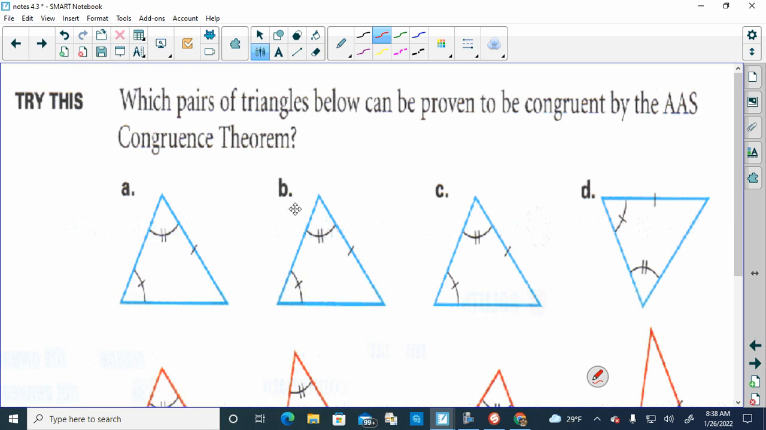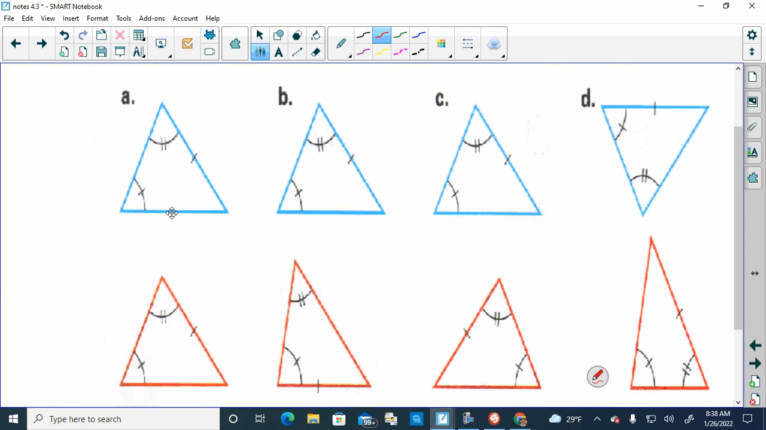Okay, so it says, which pair of triangles below can be proven to be congruent by angle, angle, side? Okay, so looking at these 2 right here. So it has to be in the right location. So on A, can we prove that by angle, angle, side? Yes. Okay, so we've got an angle, the tick marks are the same, and the side is on the outside, and it's in the same location. So we can prove that one. Okay, what about this one? No, not the same. It's still angle, angle, side, and angle, angle, side, but you can't prove this one, okay, because they're in different locations. This one's across from the 2, this one's across from the 1.